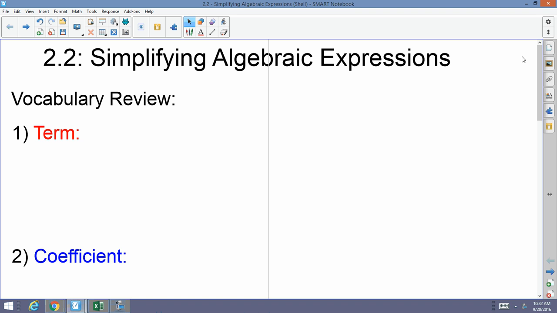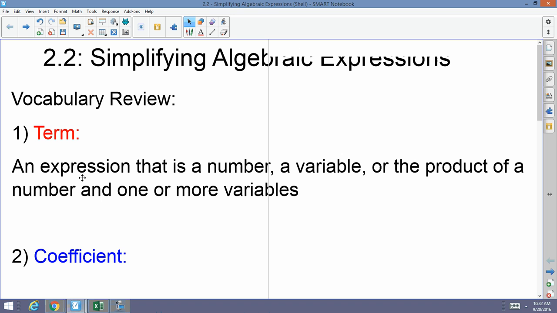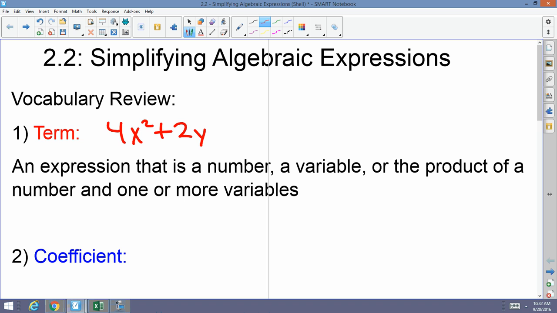So I want to just review it and make sure you guys understand what each vocabulary word means. A term is an expression that is a number, a variable, or the product of a number and one or more variables. Real quick, if I gave you 4x squared plus 2yx minus 3z plus 6, in this particular case I have 4 terms.